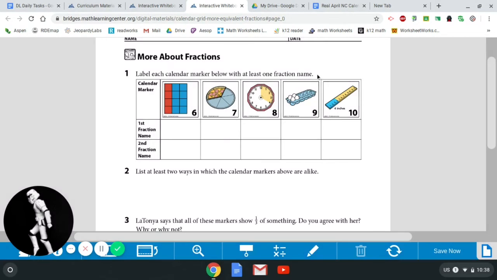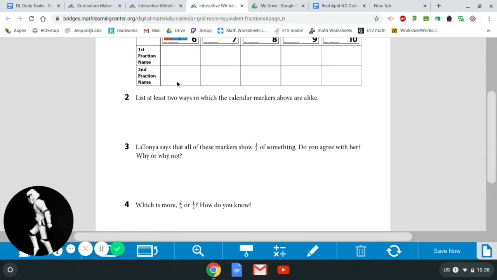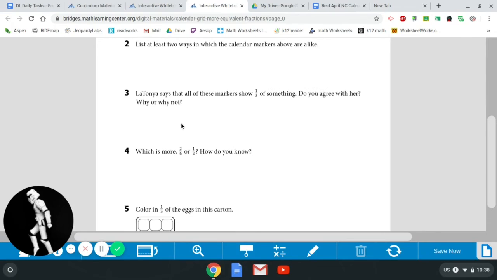To complete this, you're going to want to read the directions and complete them one at a time. For this first portion, you're going to give me two names for each one of these fractions. First name there, second name there. Down here, you're going to list me two ways. These calendar markers are like, please address those in complete sentences. You're going to make sure that you also address number three in complete sentences. It says why or why not. You are going to have to explain yourself. In number four, you're also going to have to explain yourself. It says how do you know?